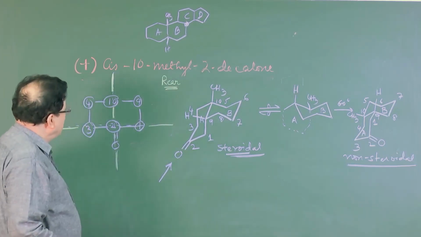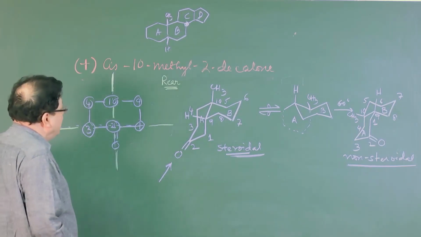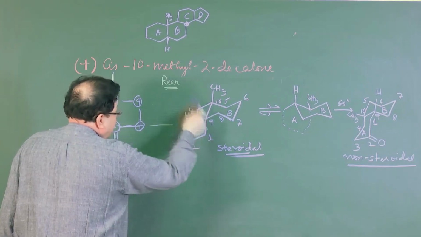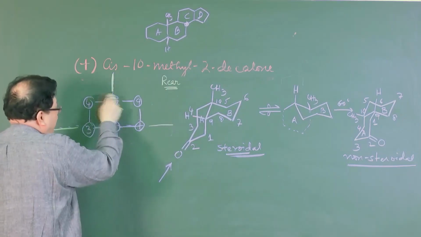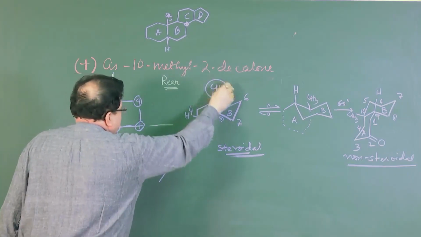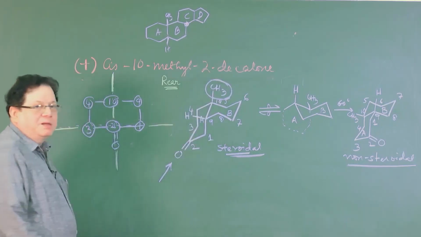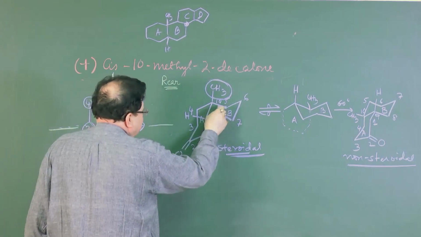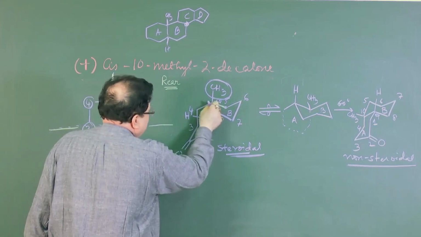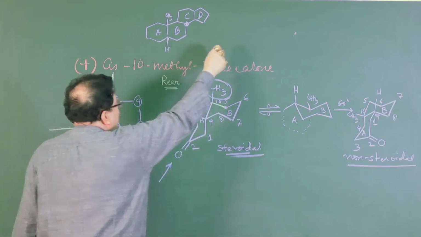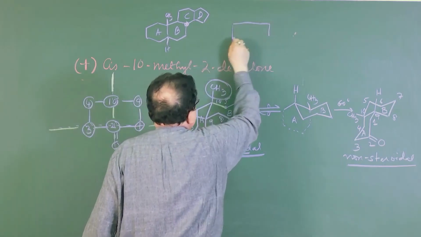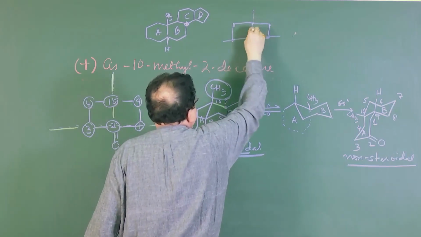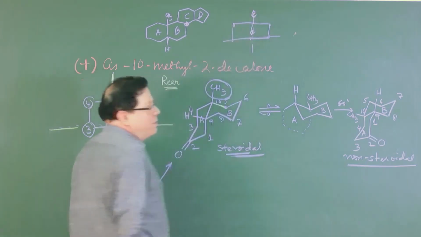Now, we have to complete the B ring. B ring is constructed via C10 and C9. So, at C10 carbon atom, this methyl is equatorial with respect to the A ring, and C5 is axial with respect to the A ring. Remember that in a cyclohexane, when we draw the cyclohexane like this, all the 6 atoms are here. If the axis goes like this, then the axial goes down and the equatorial goes up.